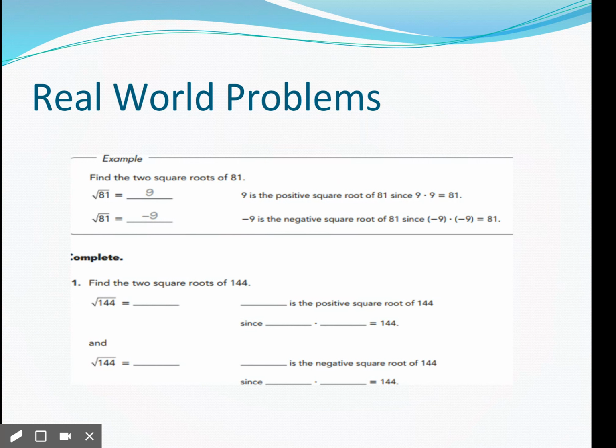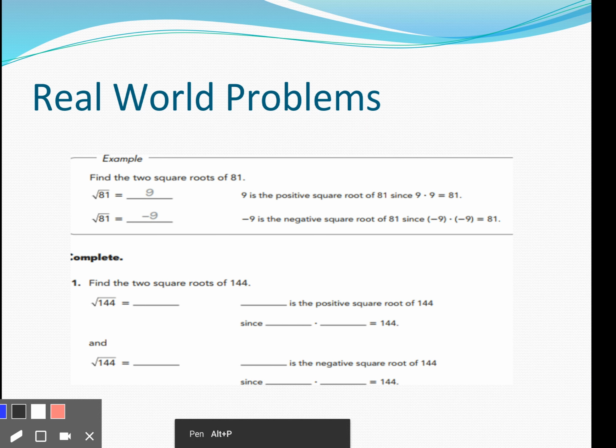Find the 2 square roots of 81. This might be the first time you're hearing that there could be 2 square roots of a number. That's definitely true because we know that when we multiply a positive times a positive, we get a positive, and when we multiply a negative times a negative, we get a positive. So when we're finding the square root of a number, it could be either positive or negative.